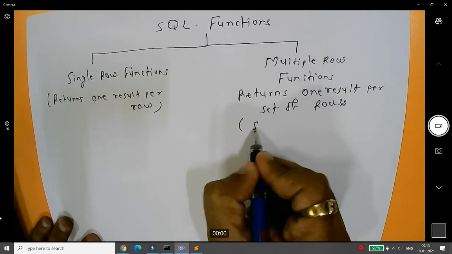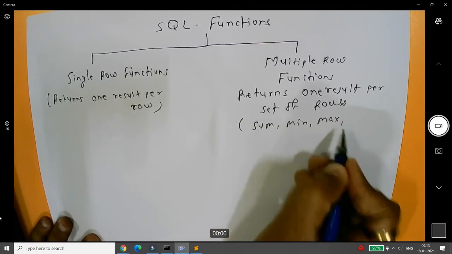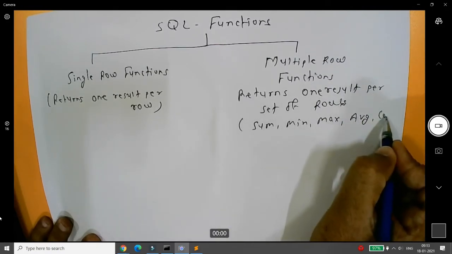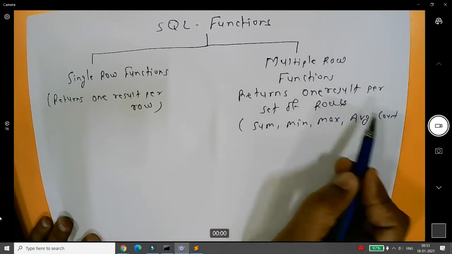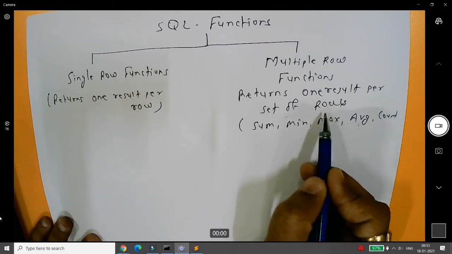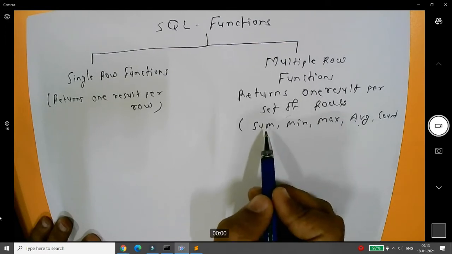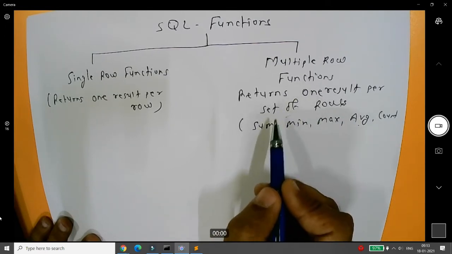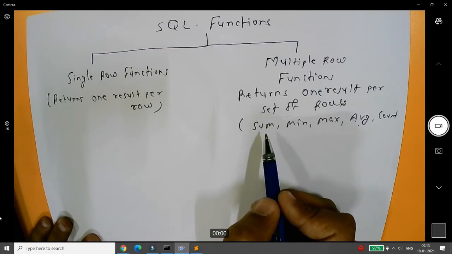Examples are sum, minimum, maximum, average, and count. If I want to count the number of records, it is one result per set of rows. If I want the average of the salary, again it is one result per set of rows. Of course, you can also find the sum of salary for each department.